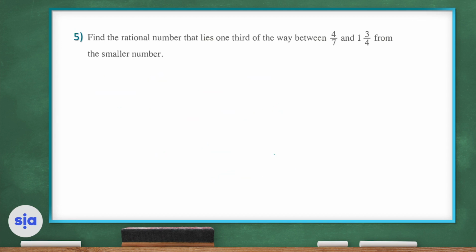Question 5. Find the rational number that lies 1/3 of the way between 4 over 7 and 1/3 over 4 from the smaller number. First of all, you can see that the 4 over 7 is smaller than the 7 over 4. From where did we get the 7 over 4? It's from here.